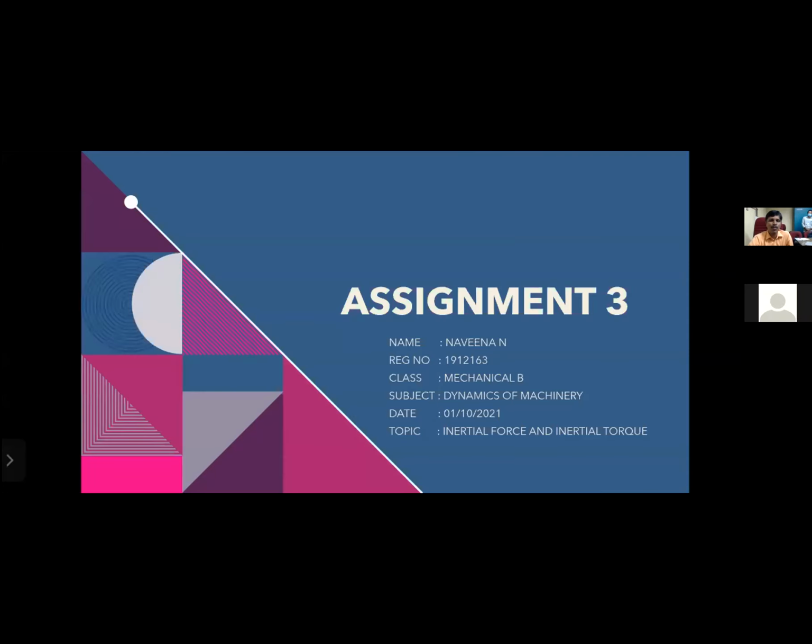is Professor R. Surendran from Government College of Technology. Now I am having my technical champion Navina along with me. She is going to present his assignment 3 with the topics inertial force and inertial torque. Now you can proceed, Navina.